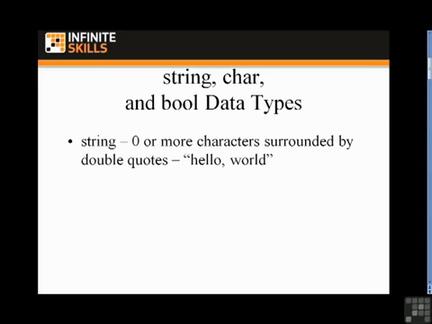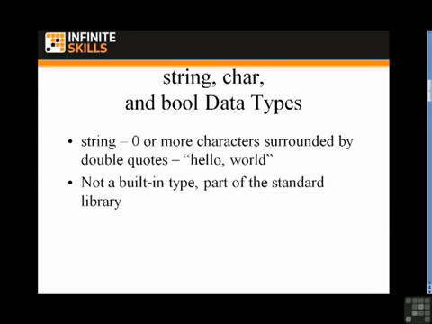So for example, the phrase "Hello World" is an example of a string. It becomes a string because it's surrounded in double quotes. And anything surrounded in double quotes is treated literally as a string. So you could conceivably have a number, 1 for example, surrounded in quotes, and then the computer treats that as a string and not as a number.